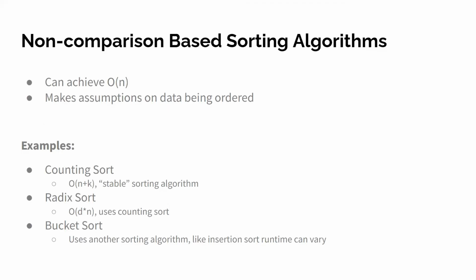Notice, we can achieve a better big O, but only with non-comparison sorting algorithms. And we can achieve a big O of n. But we have to make some assumptions on the data being ordered. That's either it being ordered in some kind of way, or that they're evenly distributed. There is some assumption being made on the data. Here are a few examples: counting sort, radix sort, and bucket sort.